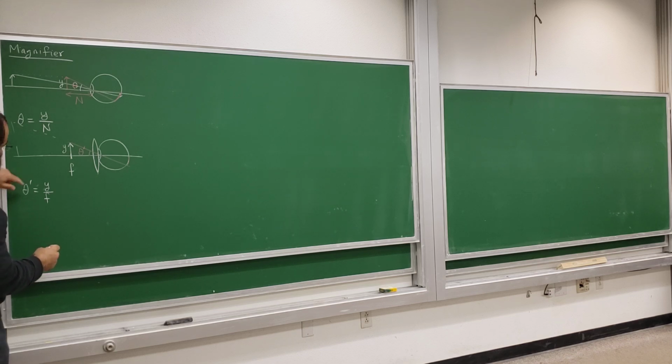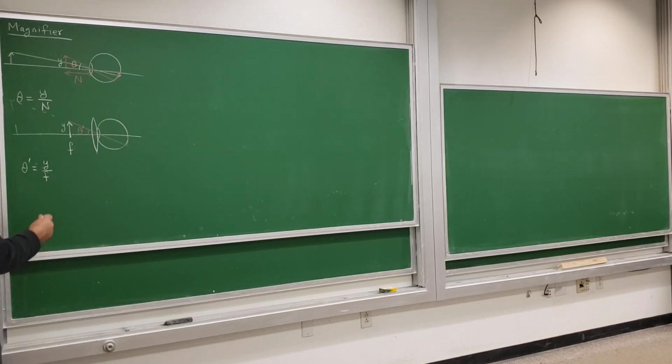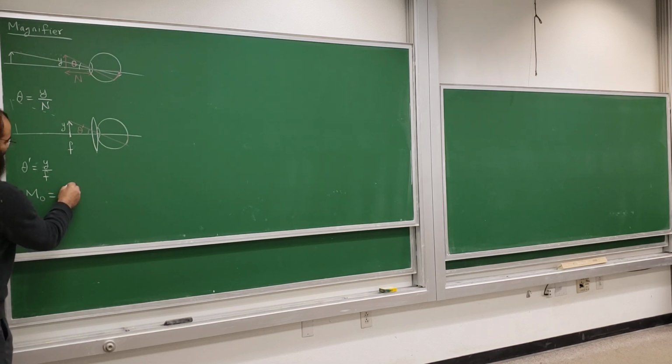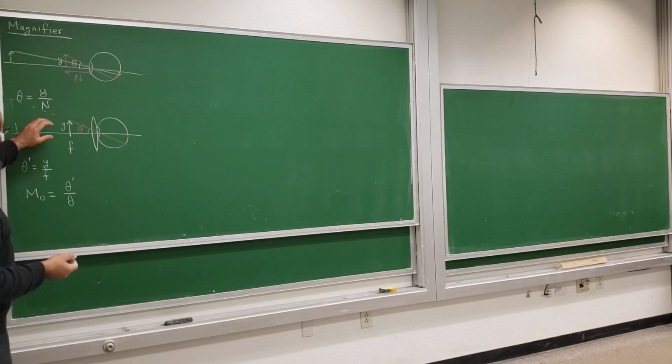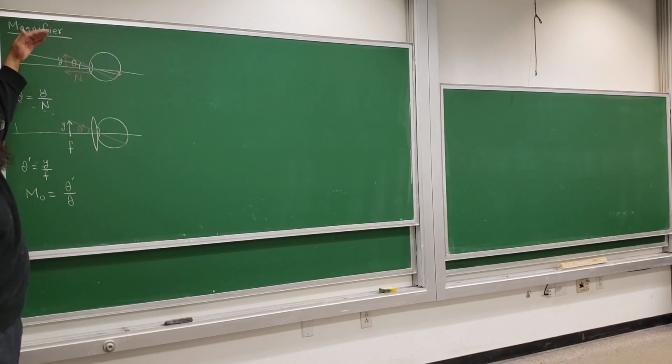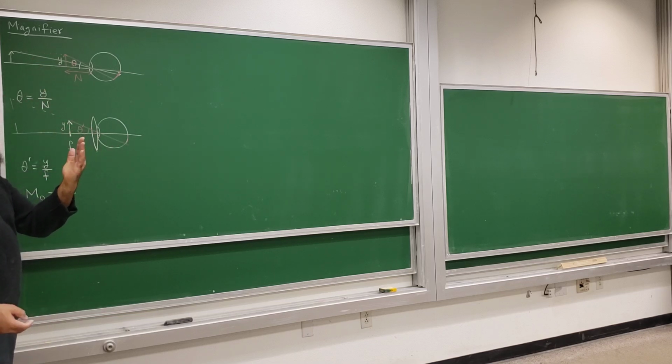So how much bigger is this new theta compared to theta without the glass, without the magnifier? Well, the magnification, let me call it m0, is equal to theta prime divided by the angle without the glass. This is an angular magnification, notice. It's not that the object itself became this big. It's just because we brought it closer, okay?